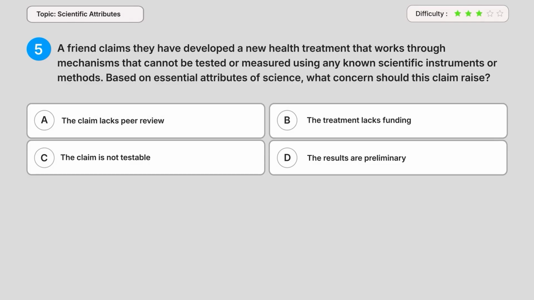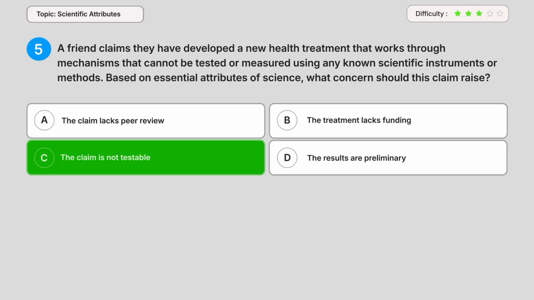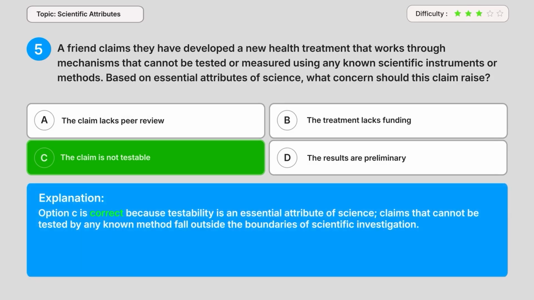Correct answer: C. The claim is not testable. Explanation: option C is correct because testability is an essential attribute of science. Claims that cannot be tested by any known method fall outside the boundaries of scientific investigation.